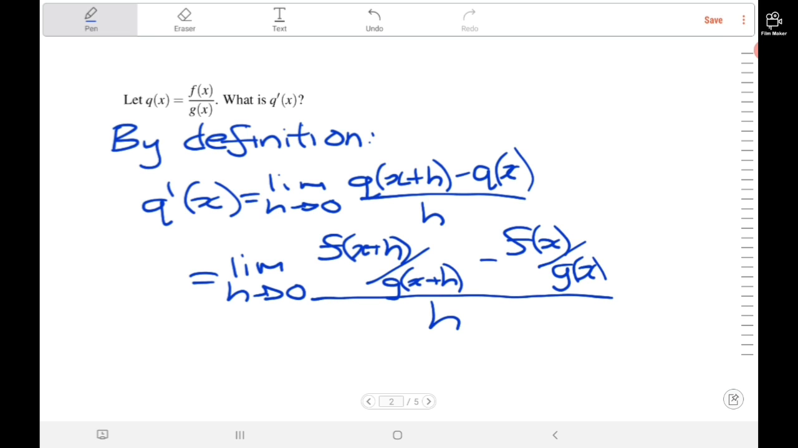So we can replace q in this equation with f divided by g, so we get the limit as h goes to 0 of f of x plus h divided by g of x plus h minus f of x divided by g of x, and this is still all divided by h. Now, our numerator actually has two terms now. We'd like to try and combine them into one so that we don't have a fraction of fractions.